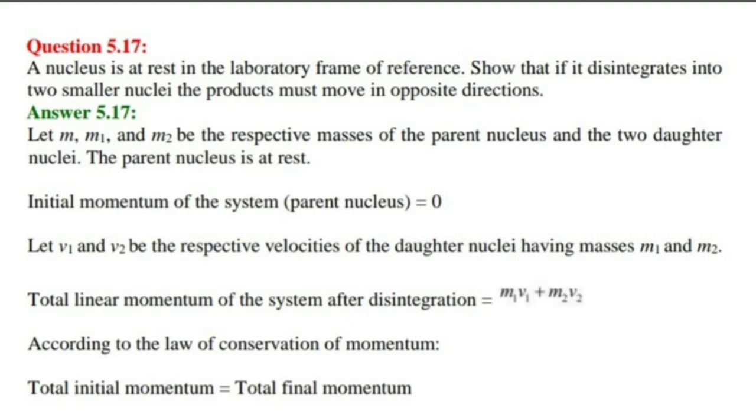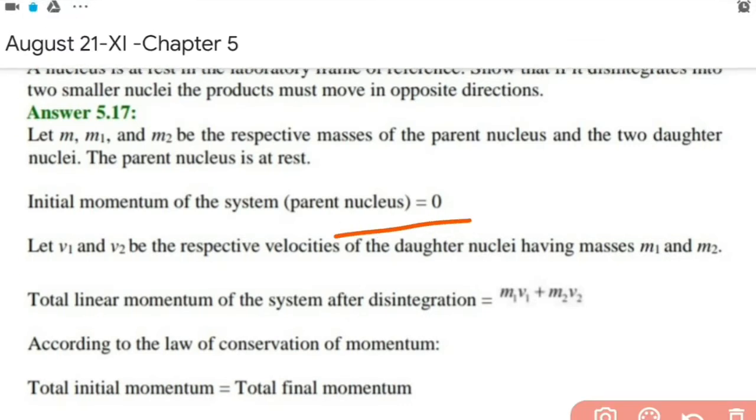In that process, it's given that the heavy nucleus is at rest and it disintegrates into lighter nuclei, and the products should move in opposite directions. So if the products are moving, here we have to apply the law of conservation of momentum. So total momentum before disintegration should be equal to total momentum after disintegration. The initial momentum of the system, that parent nucleus, is at rest, so its initial momentum before disintegration will be equal to 0.